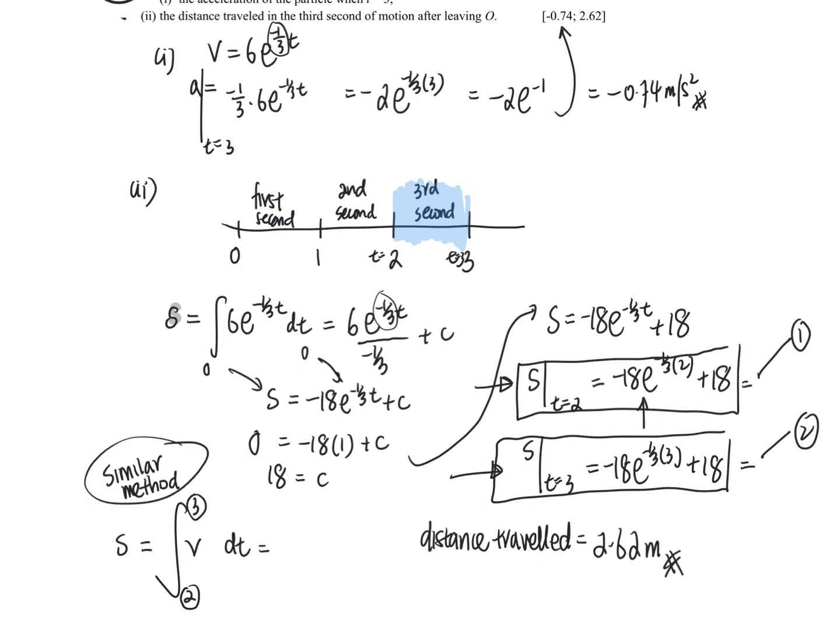This one you don't need to go and find plus C. This method, no need to find plus C, because you know what values of t to sub in. So plus C is not essential here. But if you are doing by this method, you need to go and find the constant C first. Okay, so this one no need to find C.